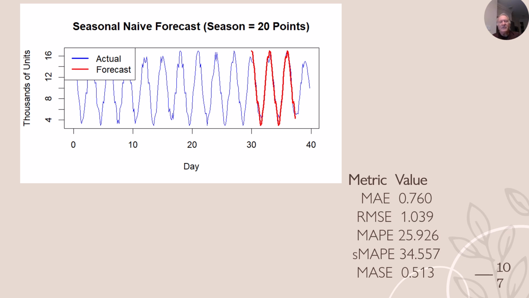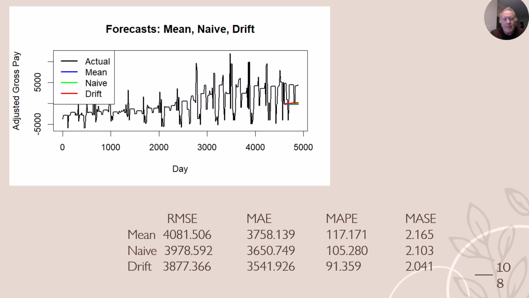So we go ahead and fit it. Our fit data is in red, our forecast, and our actual data is in blue. For our values, we had about 0.76, about 1.039, and about 25 and 34. And it looks like it fit pretty well. Here's the adjusted gross pay, another example. In this case, we use the mean, the naive, and the drift, and once again, it looks like the drift did the best in this case.